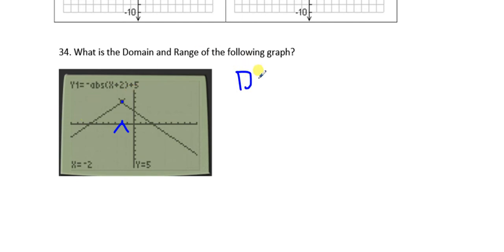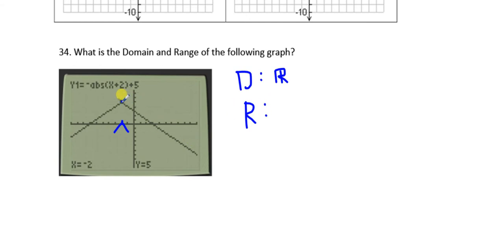Domain is, you can put in any real number for this. You can have the absolute value of 0 or a negative number. Domain is all real numbers, and the range is whatever y can be.